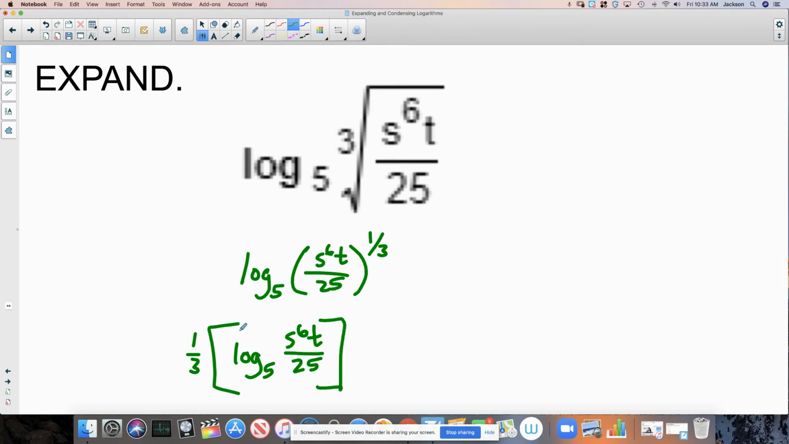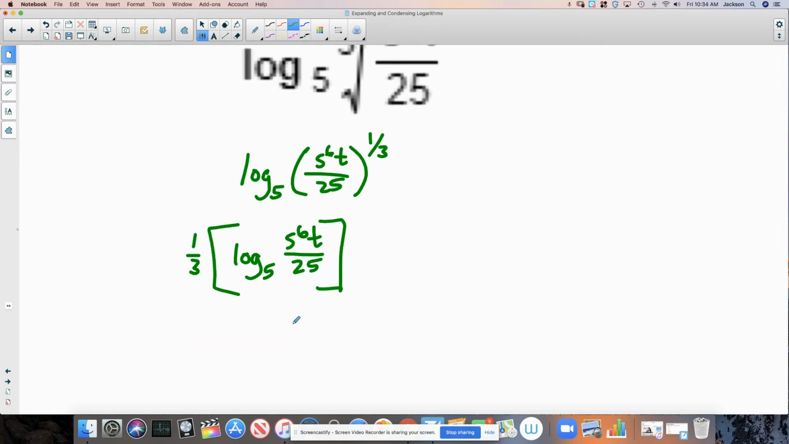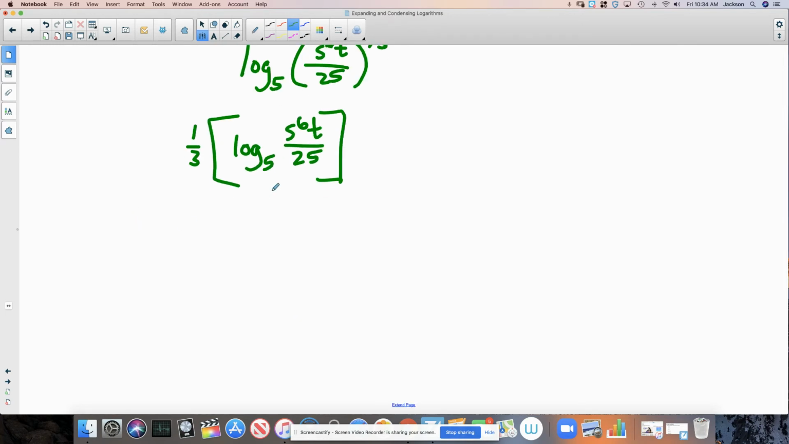But I usually put brackets around this to remind me that now that I'm going to go about expanding all of this, the 1/3 applies to everything that happens. Okay, so this 1/3 is in front of this log, but this log is about to become multiple logs. So this 1/3 has to apply to all of those terms. Okay, so inside the brackets here, I'm just going to have this 1/3 hanging out here. Inside these brackets, I've got the log of a quotient. So I'll start by taking that quotient and writing it as a difference of logs.